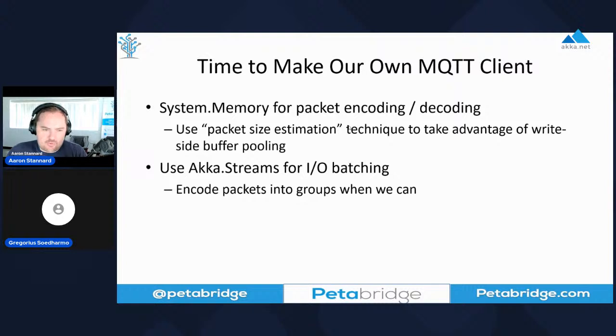Akka Streams was going to be the big star of this show, using it for I/O batching, especially on the write side, but also on the read side as well. Encode packets into groups when we can. This allows us to use a smaller number of system calls to write messages out to the socket. That's a technique we implemented in .NET with Akka.Remote a long time ago, and it improved the performance and the stability of Akka.Remote's speed a lot.